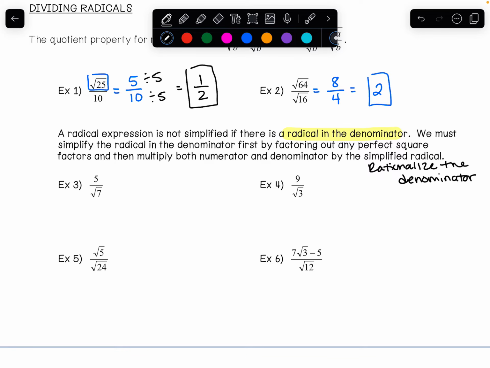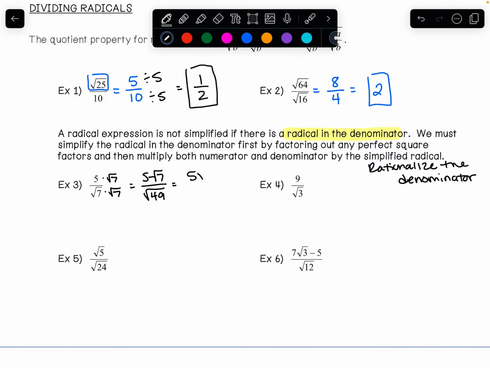So in example 3, we have 5 divided by the square root of 7. We cannot have a radical in the denominator. So to get rid of the square root of 7 in the denominator, we're going to multiply the denominator by the square root of 7 and the numerator by the square root of 7. 5 times the square root of 7 is 5 square roots of 7. What's the square root of 7 times the square root of 7? The square root of 49.